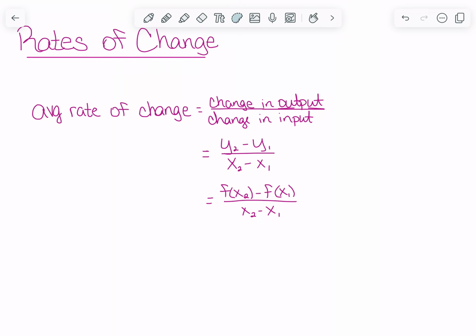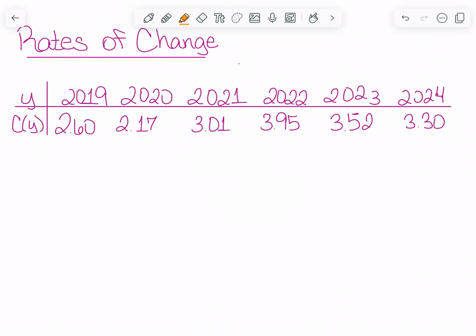There are a lot of examples of rates of change in everyday life. These can include a population of bacteria increasing by 40 cells per hour, a car traveling at 75 miles per hour, a car with gas mileage of 24 miles per gallon, or the amount of money in a loan decreasing by $200 per month. This table shows the average price of gas over several years. Let's suppose we want to know the average rate of change for the cost of gas between 2021 and 2024.